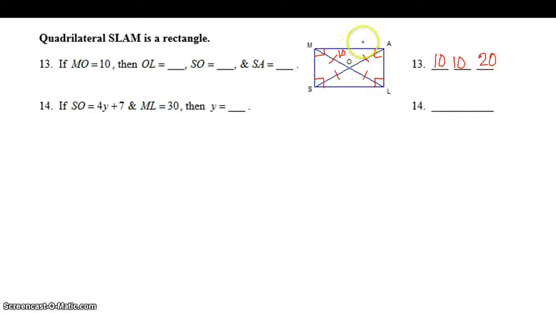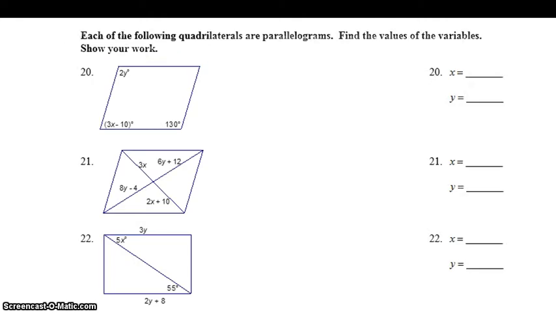So the one special characteristic of a rectangle that a parallelogram doesn't have is that the diagonals are congruent to each other.